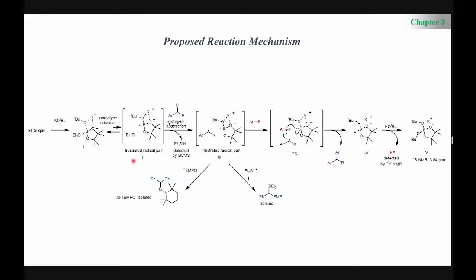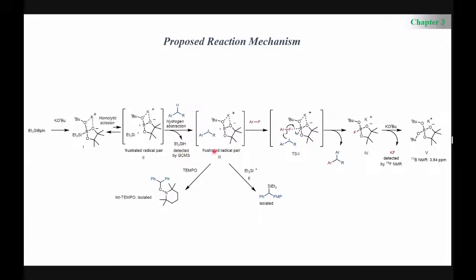So based on our experimental results and previous reports, we proposed a radical-mediated reaction mechanism. Firstly, this triethylsilyl borane reacts with potassium tert-butoxide to form this kind of intermediate, which was previously confirmed based on DFT calculations. But in this step, due to the inherent repulsion of this complex, it splits into a sterically demanding frustrated radical pair with a homolytic cleavage of the Si-B bond. Then hydrogen abstraction from this substrate by this triethylsilyl radical gives this kind of frustrated radical pair, accompanied by the formation of this triethylsilane, which by the way was detected by GC-MS.